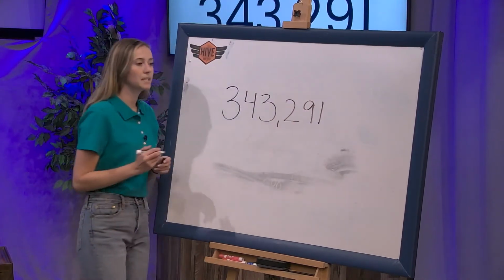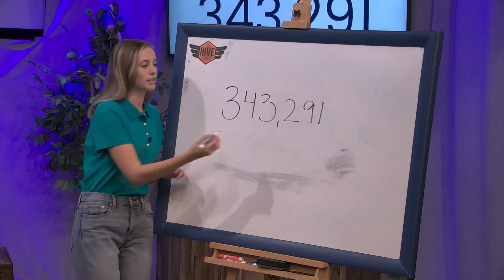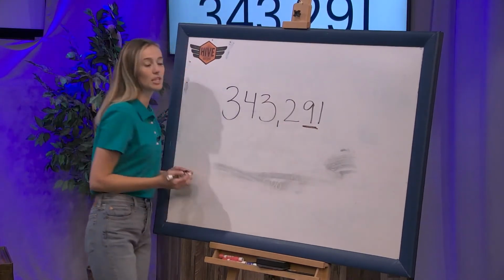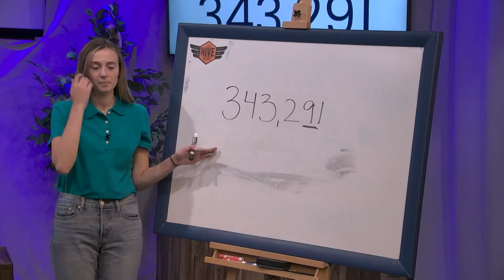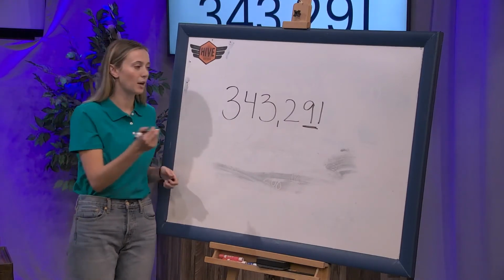343,291. And it says, what is the value of the digit? And it's talking about this underlined digit, the 9. So what is the value? I want to show you a trick that can help you out with this.